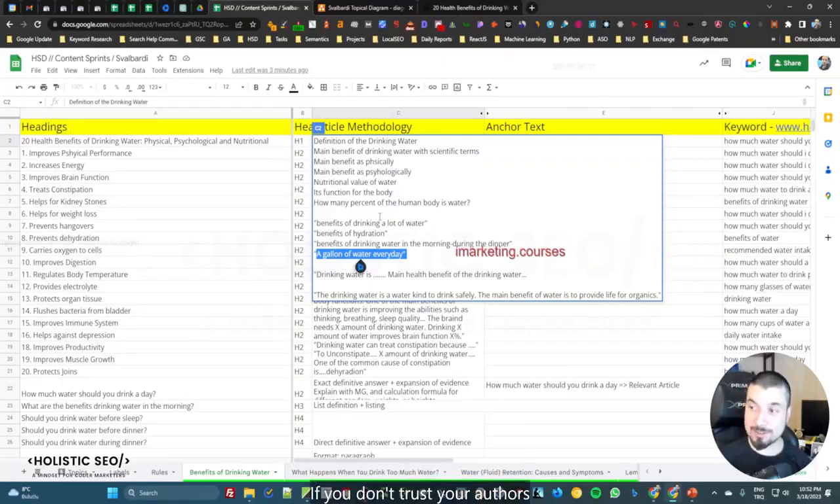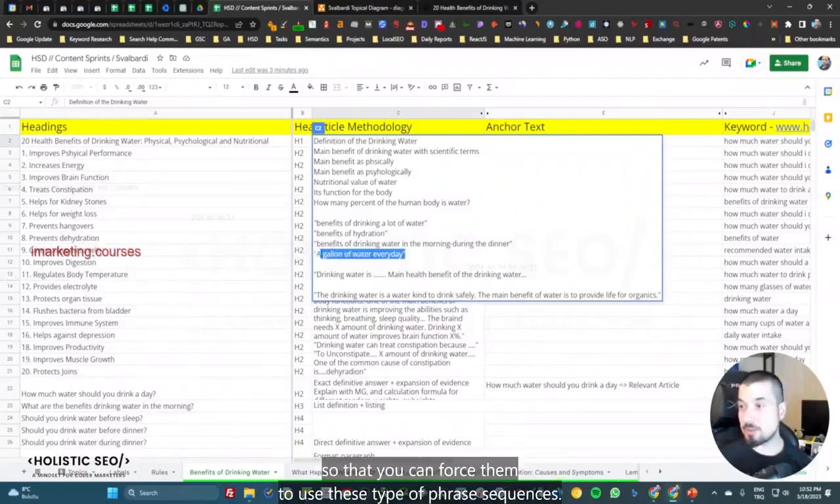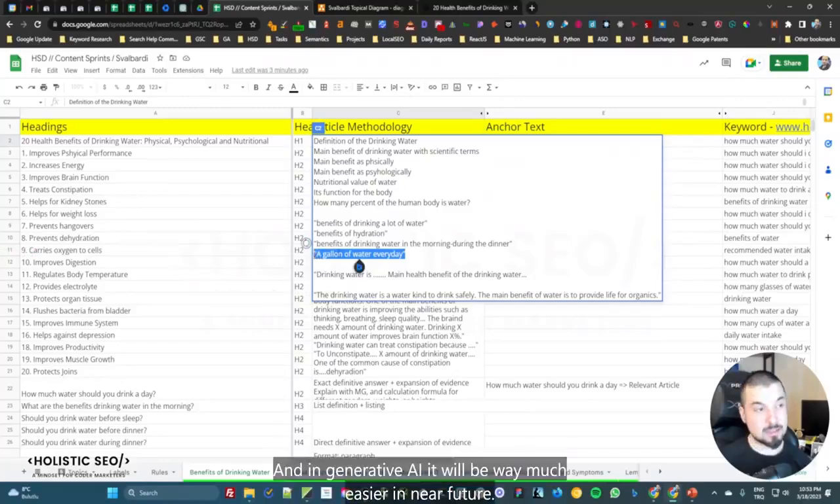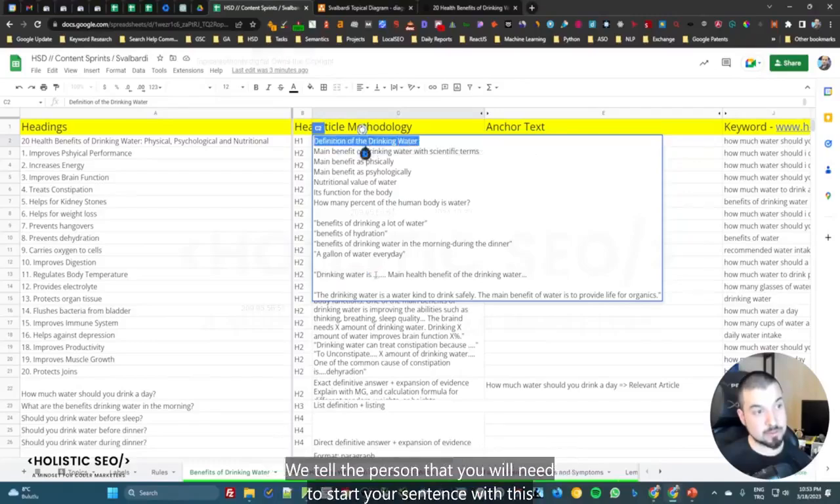If you don't always trust your authors, you will need to put these types of context hints in your article so that you can force them to use these types of phrase sequences. And in generative AI, it will be much easier in the near future. And then we talk about "drinking water is," which is an annotation for this area. We tell the person that they will need to start their sentence with this.